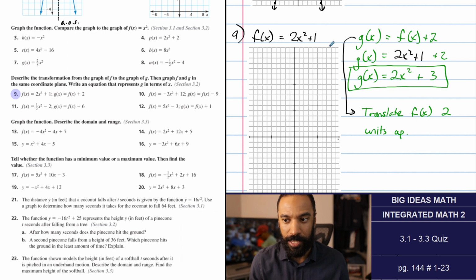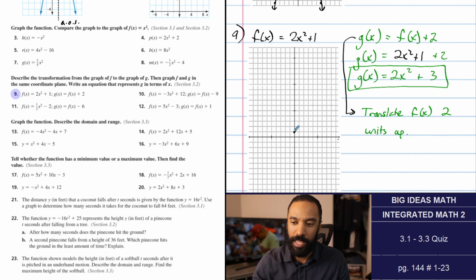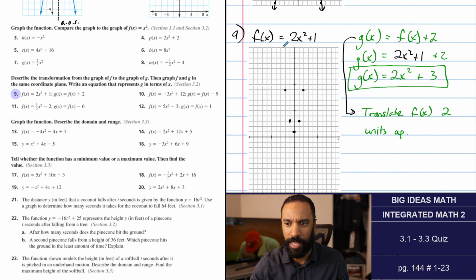Now, f of x is not just the x squared graph, it's 2x squared plus 1. So it is translated up already, a unit right there. Over 1 up 2, right, 2 times 1. Over 2 up 8. And over 3 up 18, 9 times 2. I'm not going to be able to fit that one, so I'll just leave that.